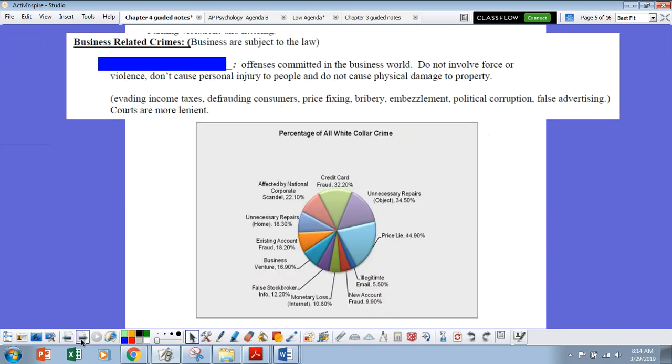Moving on. Business-related crimes. Sometimes these are known as white-collar crimes. These are offenses committed in the business world. They don't involve force or violence, and they do not cause physical damage to property, but they can financially hurt someone. So things like evading income tax, defrauding a consumer, price fixing, so that you are making more money than your competitor, bribery, embezzlement, political corruption, false advertising.